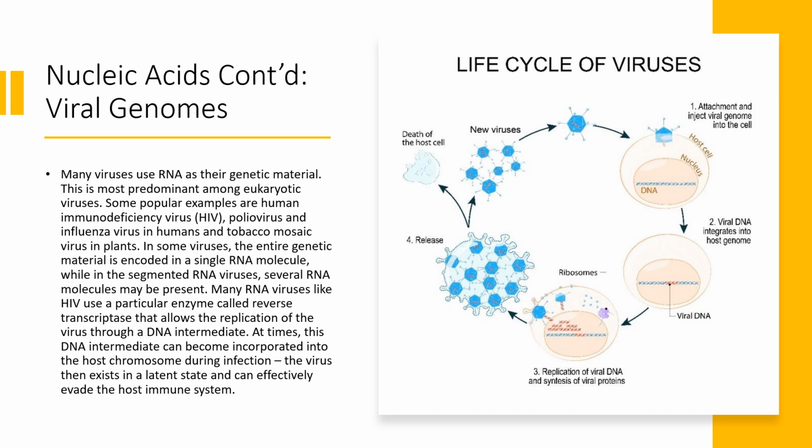Many RNA viruses like HIV use a particular enzyme called reverse transcriptase that allows the replication of the virus through a DNA intermediate. At times, this DNA intermediate can become incorporated into the host chromosome during infection. The virus then exists in a latent state and can effectively evade the host immune system.